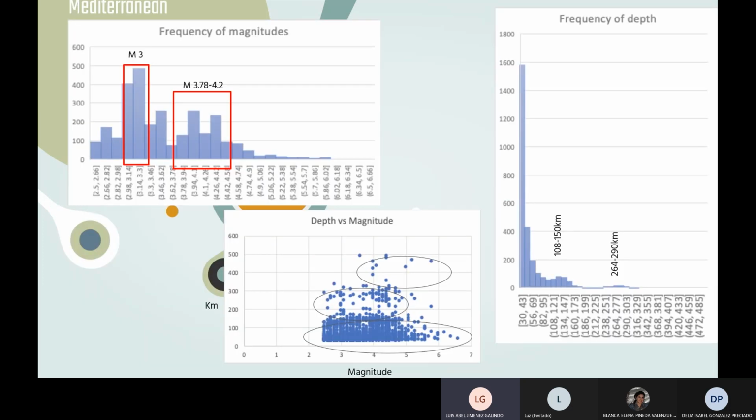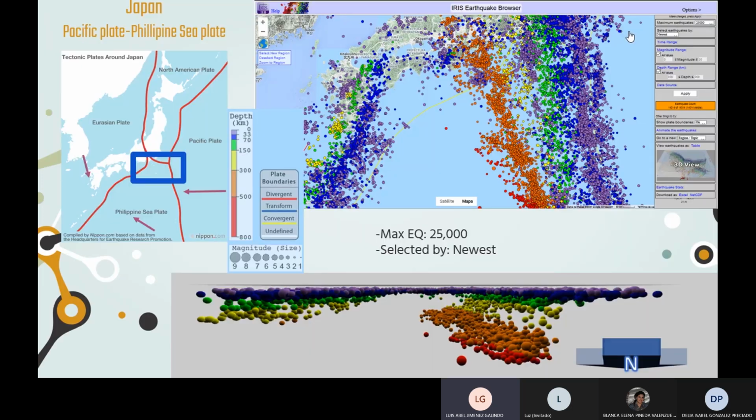Also, in the frequency of magnitudes, we can see an average of magnitude 3, and another family of distribution between 3.7 and 4.2. The depths are mostly very shallow, between 0 and 41 kilometers. There is a gradual decrease with 2 small spikes at 100 and 150 kilometers and 290 kilometers. In the depth versus magnitude graph, there are 3 main groups.